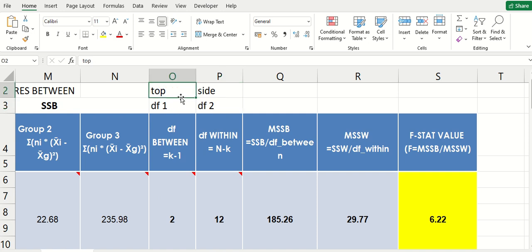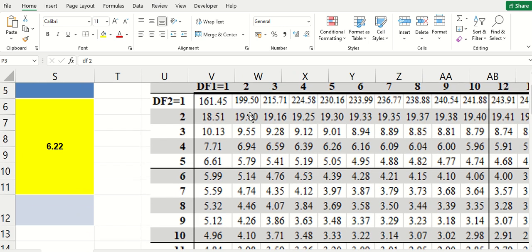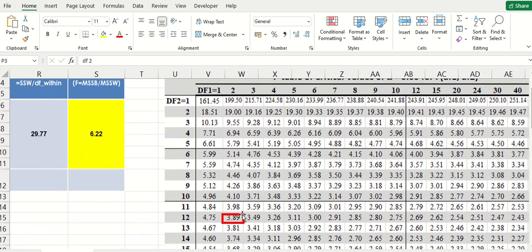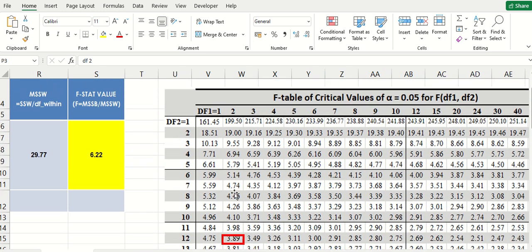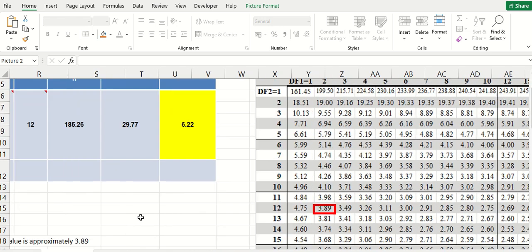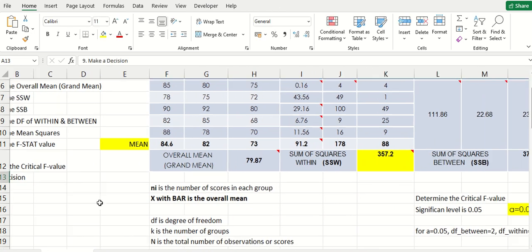The degree of freedom 1 is on the top and the degree of freedom number 2 is on the side, just like this. So since our degree of freedom 1 is 2, we will be checking here, and the degree of freedom 2 is 12. We will find it here. So it's already there, 3.89. Wherever the degree of freedom 1 and the degree of freedom 2, which are 2 and 12, intersect, that will be our critical value for our statistics. Okay, so 3.89. Don't forget 3.89.